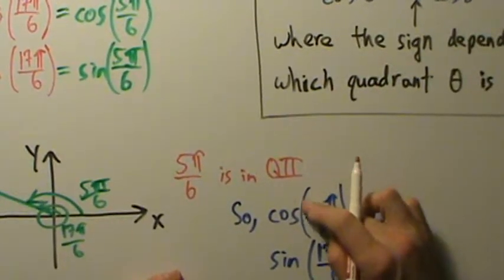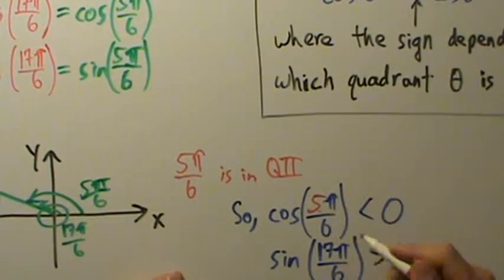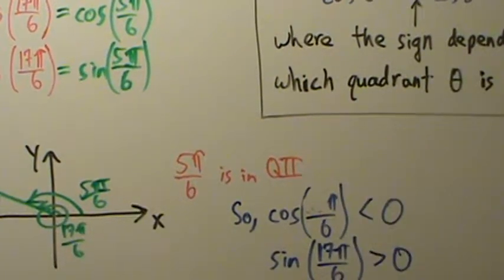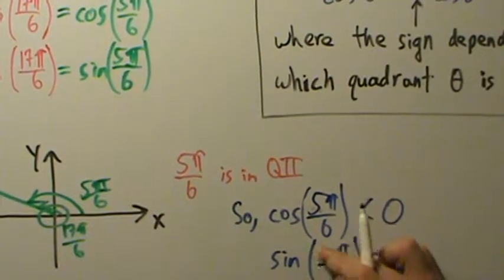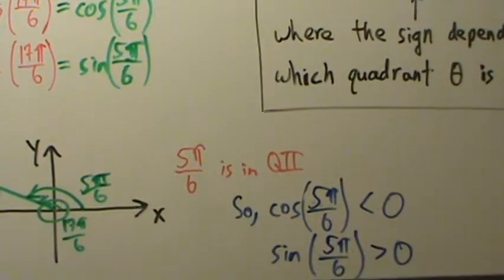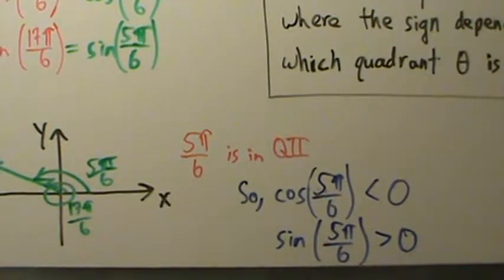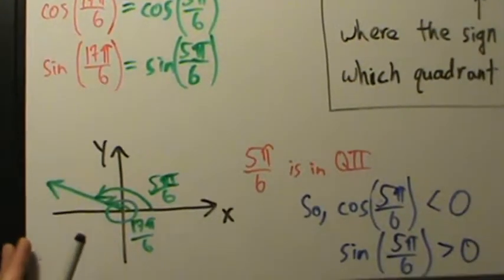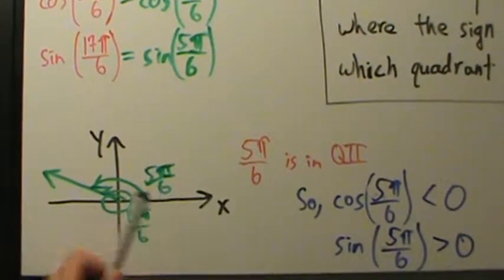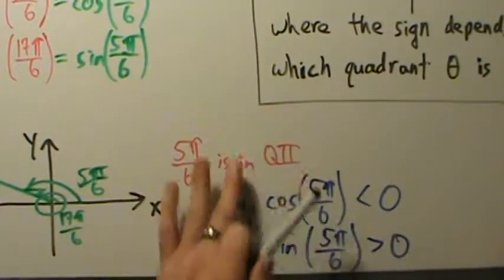So cosine of 5 pi over 6 is negative, and sine of 5 pi over 6 is positive. Okay. So why did I bother going through that? I just want to point out to you that if you have coterminal angles, 17 pi over 6 and 5 pi over 6, for example, coterminal angles, it doesn't change anything here at all.